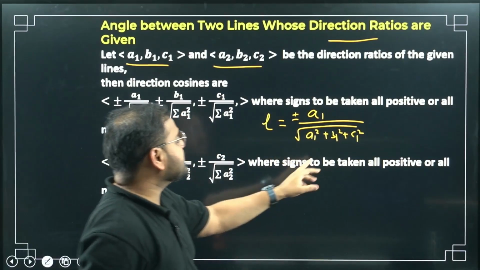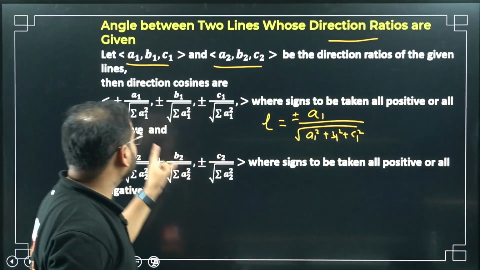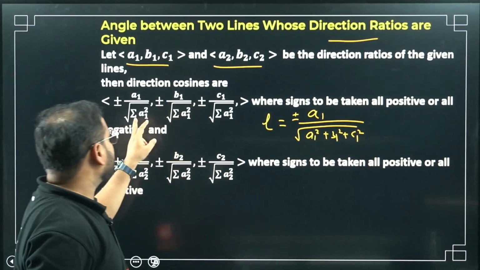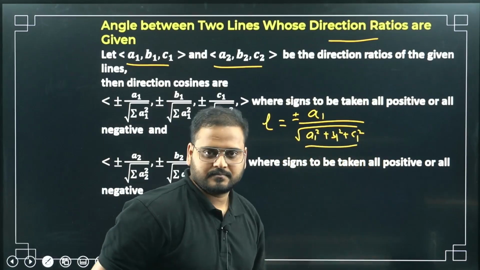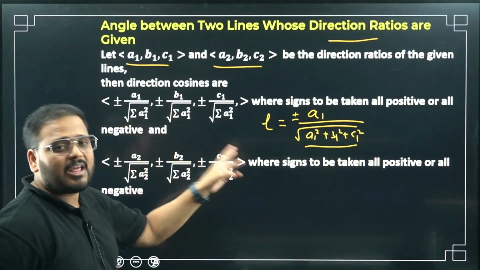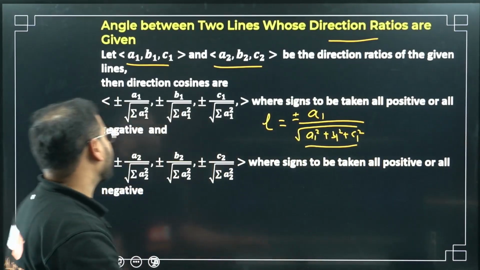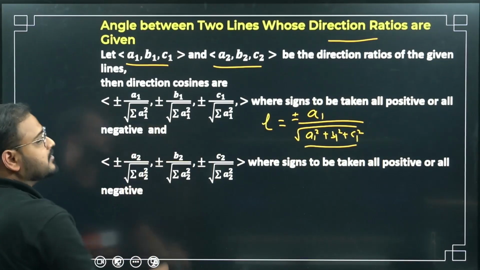Sir, you wrote A1 square plus B1 square plus C1 square, but they have written here sigma of A1 square. It means the same thing, bacha. Sigma of A1 square means the summation of all the A1 terms like that, so A1 square plus B1 square plus C1 square. This is clear? Okay. Summation of squares of the direction ratios.